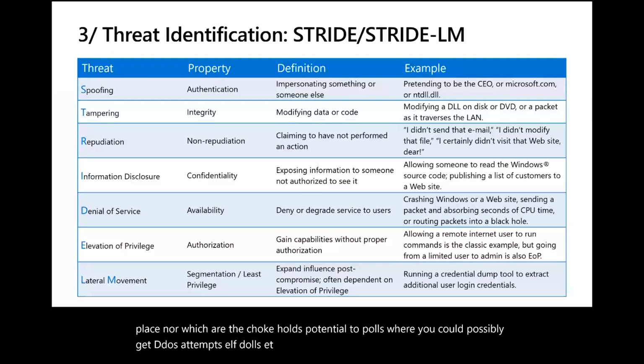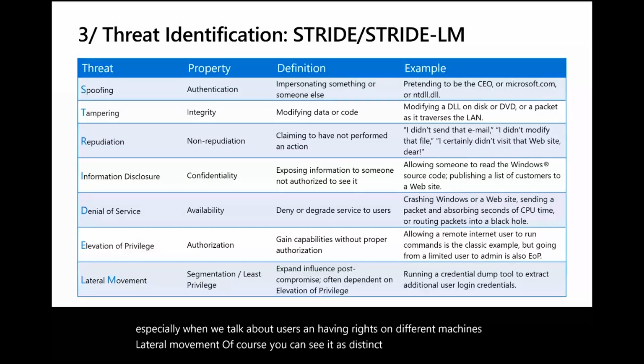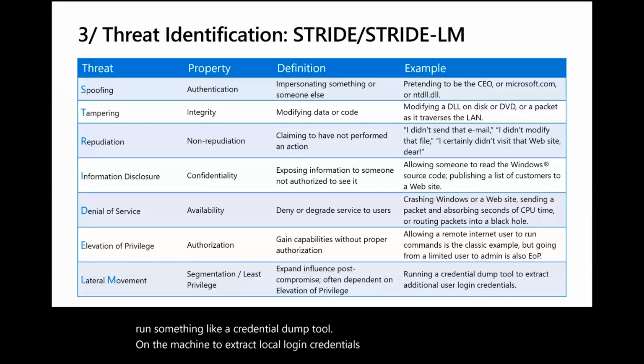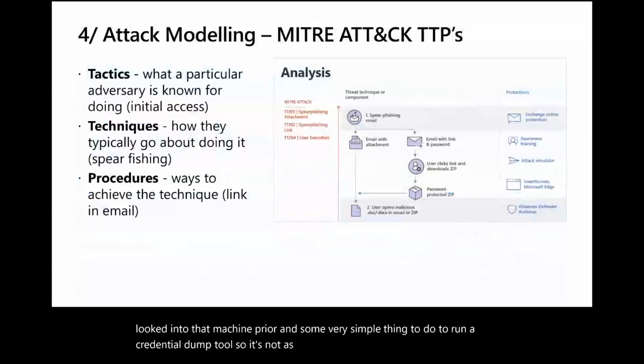Elevation of privilege is very critical, especially when we talk about users having rights on different machines. Lateral movement, of course, you can see as distinct or as part of elevation of privilege. This is where an attacker can run something like a credential dump tool on the machine to extract local login credentials of other users that may have logged into that machine prior. Right? And it's a very simple thing to do, so it's not as difficult as you might think it is.